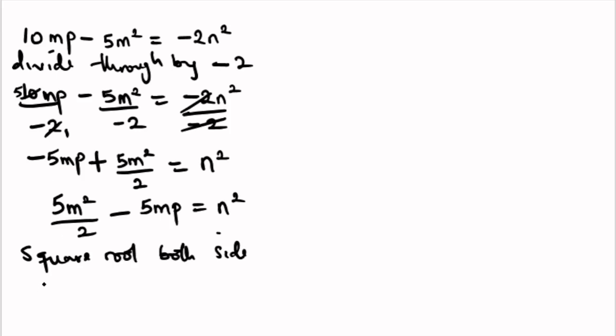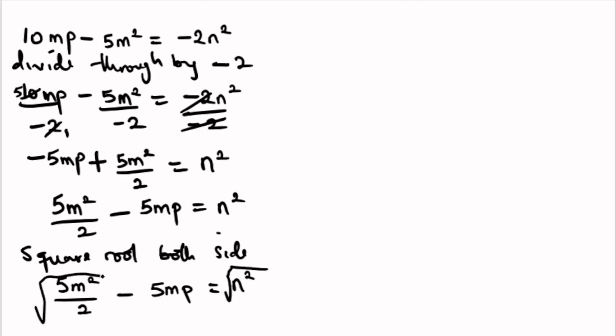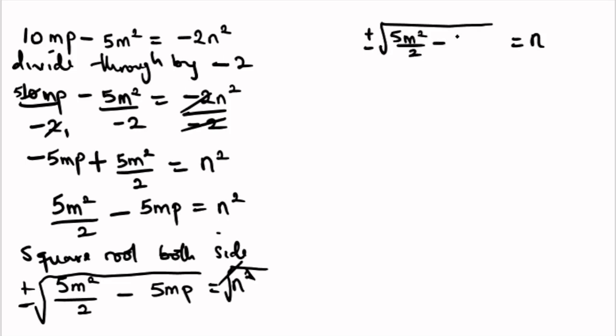So which will give us 5m squared over 2 minus 5mp equals n squared. So square roots both sides. This is what we'll have. Now, square roots cancel square. We'll have n equal to plus or minus roots 5m squared over 2 minus 5mp. This is the subject of formula.